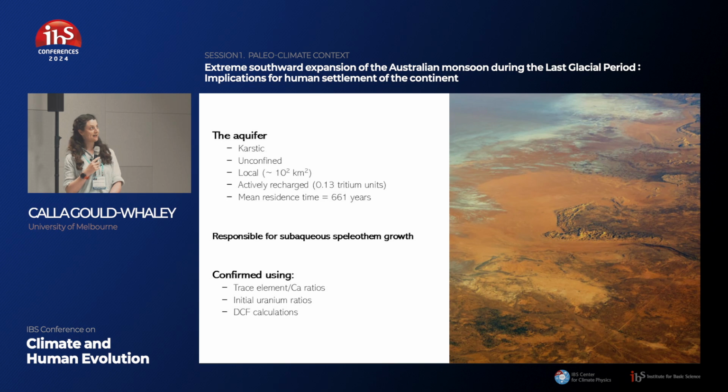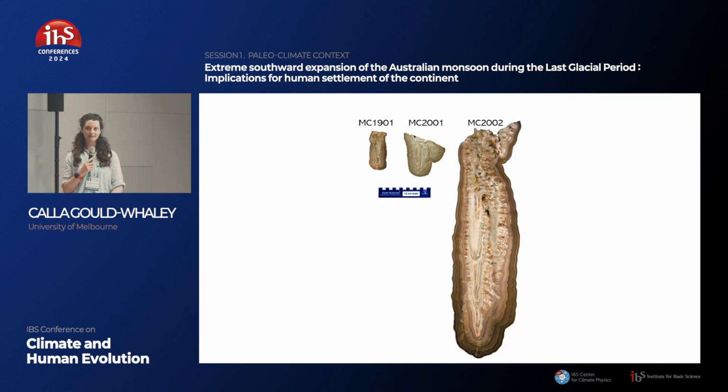So these are our three speleothems that we've looked at so far, MC1901, MC2001, and MC2002. And they all have this internal stalactite component with a downwards direction of growth and different fabric texture, different color, different stratigraphy. And then they have this external section which has a radial growth direction, it's a different color, and the fabrics are really different as well.